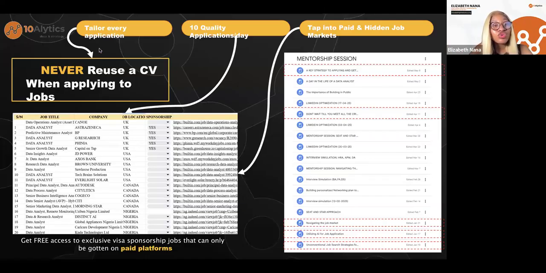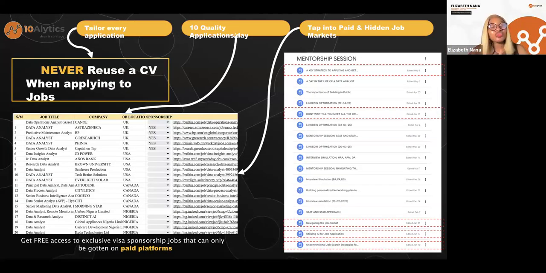That is how you're able to tailor every single application, send in at least 10 quality applications daily, and tap into paid and leading job markets. Now, we pay for a lot of premium job boards like the UK visa jobs. A lot of these boards where you have to pay, whether it's $20 a month, $40 a month, or $50 a month, in order for you to have access to those jobs. The reason you have to pay is because they're premium jobs. So of course, they're telling you, we're not going to give you these jobs for free. You have to pay. You're paying, and you don't even have the guarantee that you're going to land a job, but you're already spending money.